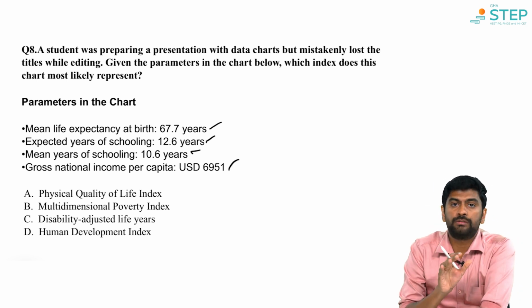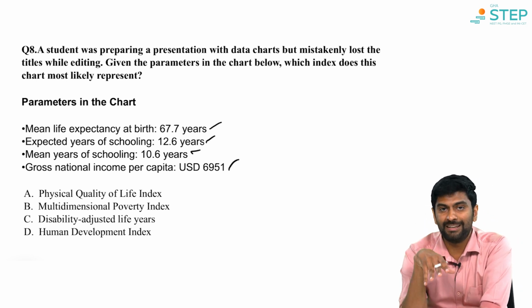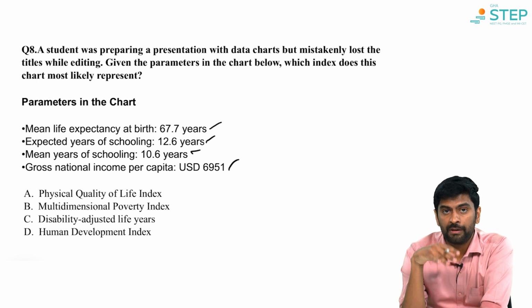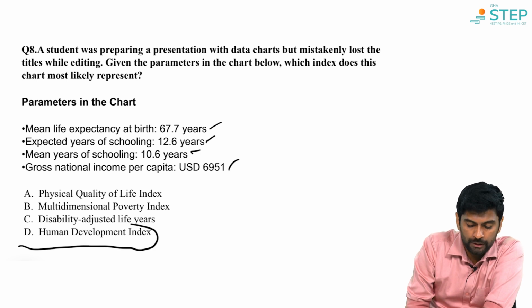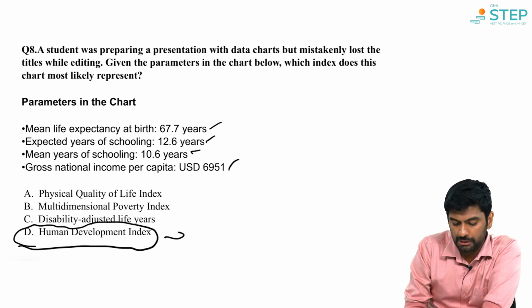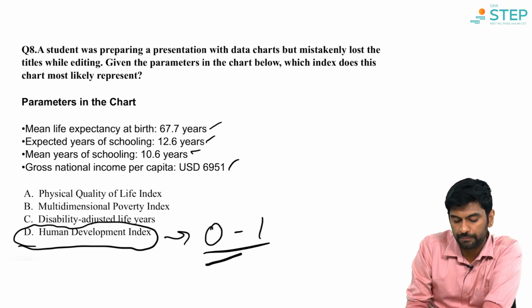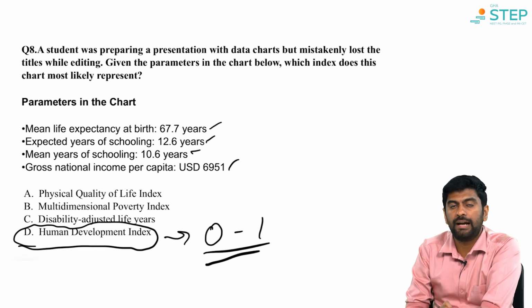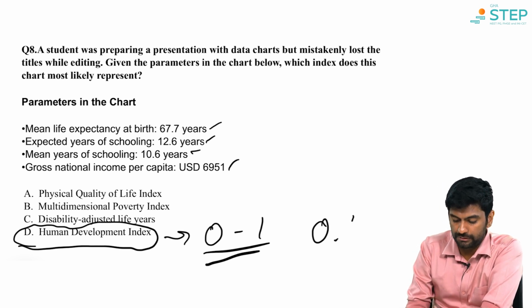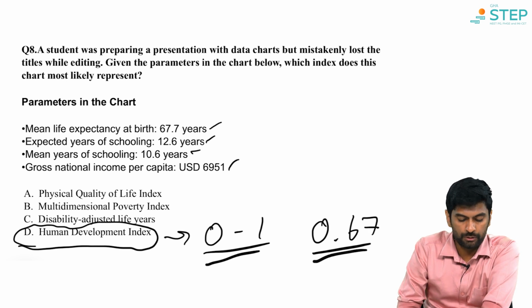So all of this is going to be a geometric mean which you're going to be obtaining by all of these measures finally to arrive at the human development index, which is between 0 and 1. So the correct option is human development index, and our current score is 0.67. So HDI is the correct answer in this case.